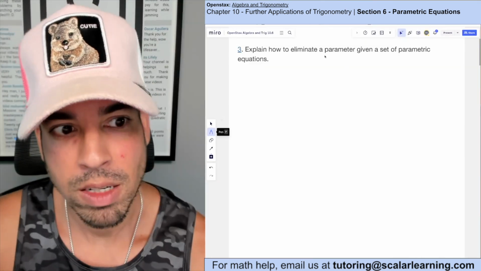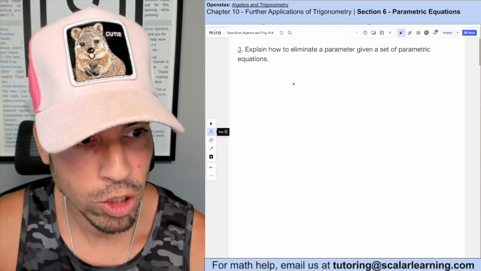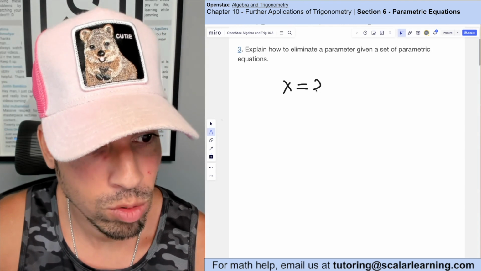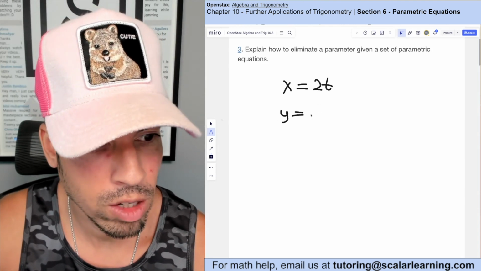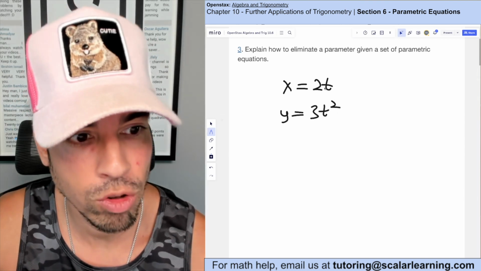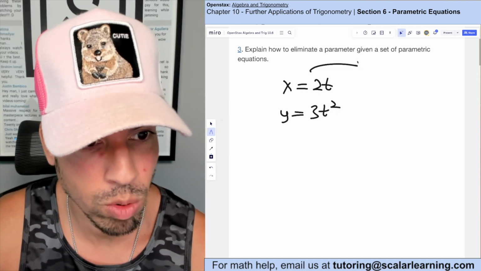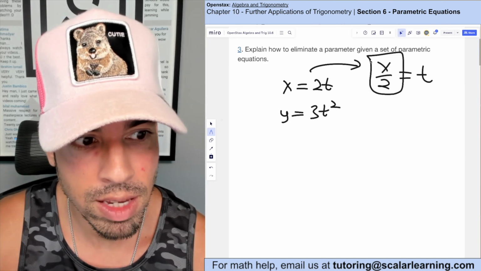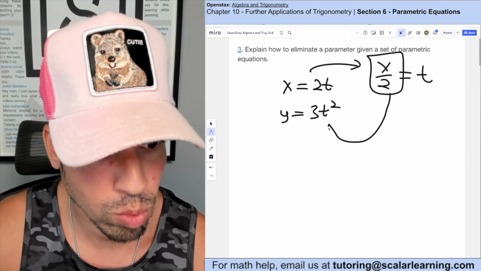Done. Explain how to eliminate a parameter given a set of parametric equations. I'm going to show you by example. Let's say we have x equal to 2t and y equal to 3t squared. What you're going to do is a little substitution. We're going to isolate t in this equation, so I'm going to divide both sides by 2. And then once I have this, I can plug and chug. I can just swap it in here.